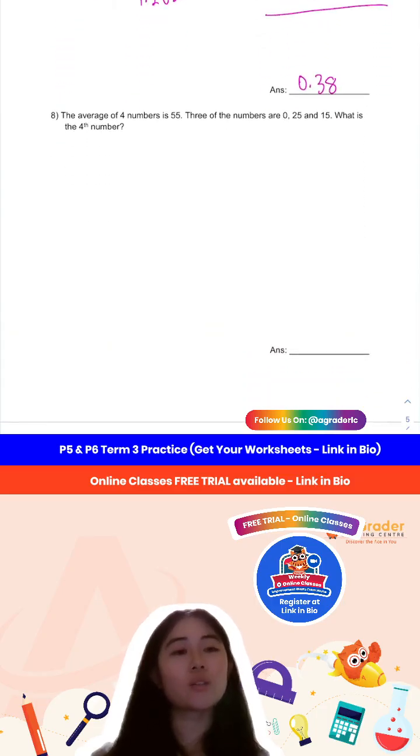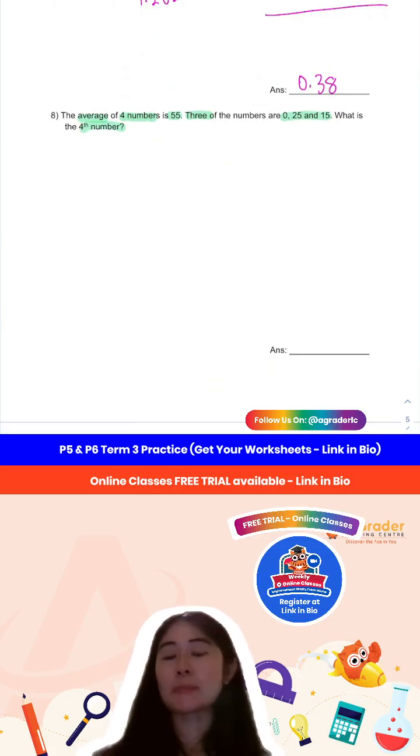Okay, so next one is on average. So the average of 4 numbers is 55. You are given 3 of the numbers, which is 0, 25, and 15. What is the 4th number? Okay, so try it out. You can do this in 2 steps. It's not meant to be difficult, okay? 2 steps. Let me know your answers in the chat.